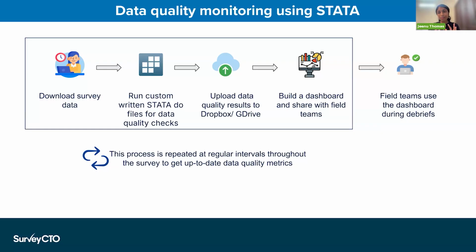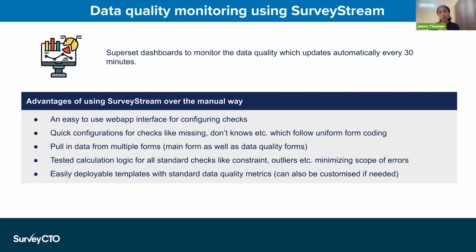So how SurveyStream comes into the picture here is it tries to automate a lot of steps that you see in this workflow. SurveyStream provides dashboards which are on Apache Superset, which can be used to monitor data quality. And these dashboards update automatically every 30 minutes. Some of the key advantages of using SurveyStream over the manual method that we saw earlier is, first of all, there is an easy to use web app interface for configuring these checks. We'll be looking at it in the demo which follows.